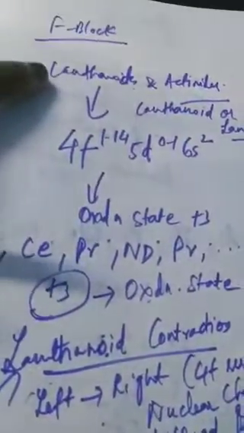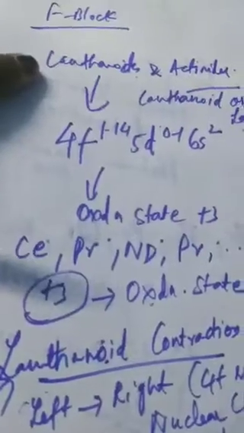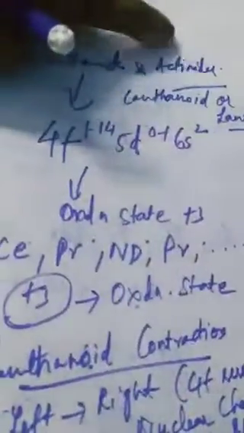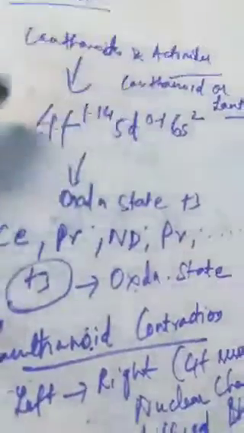Lanthanides, because they follow the properties of lanthanum. Actinides, because they follow the properties of actinium. They are otherwise called lanthanoids or lanthanides.